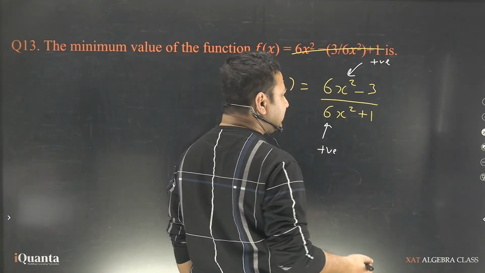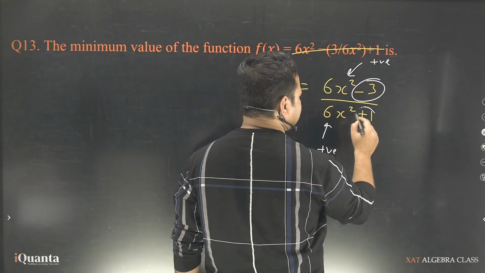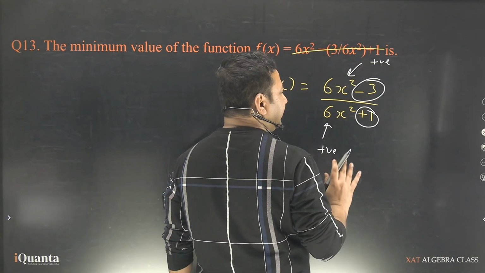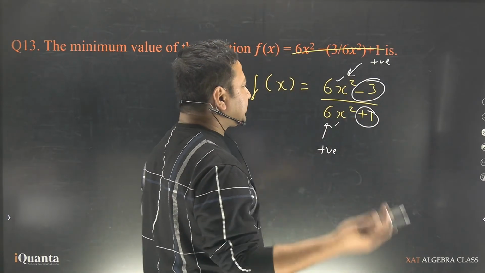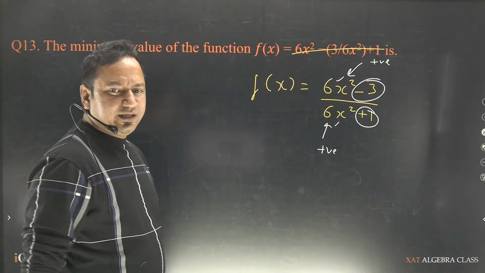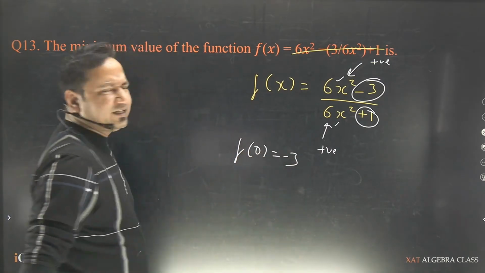And these are the variables. Moreover, these are the constants. We cannot do anything about -3 and +1. What we can minimize is only these two guys, 6x square. So positive or 0 is the only possibility. So if you put x as 0, you will get answer as -3. That is the answer. A very simple question.